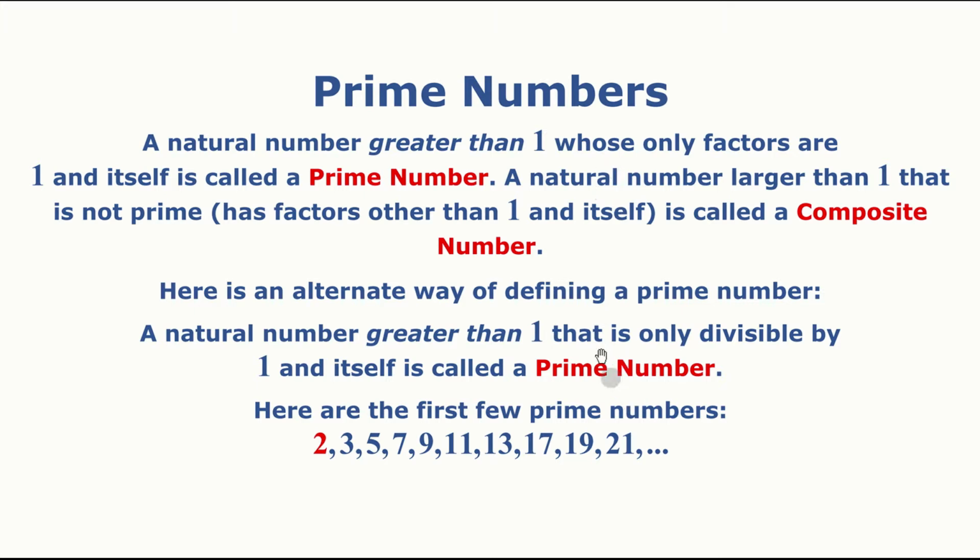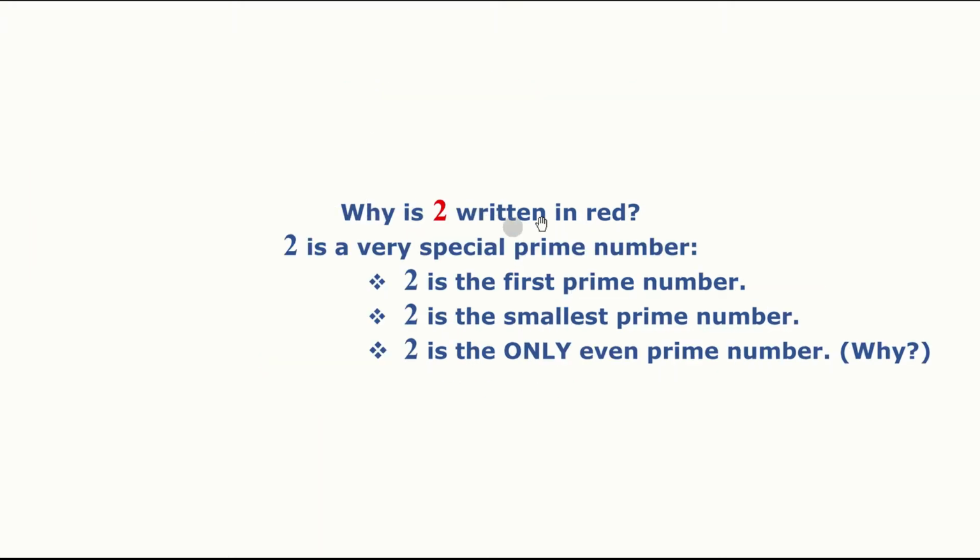So again, two equivalent definitions, they get the exact same point across, right? So here are the first few prime numbers: 2, 3, 5, 7, 9, etc. As you can see, one of them has been marked in red. Let's see if there's a reason for that. So why is 2 written in red? Well, 2 is a very special prime number, okay?